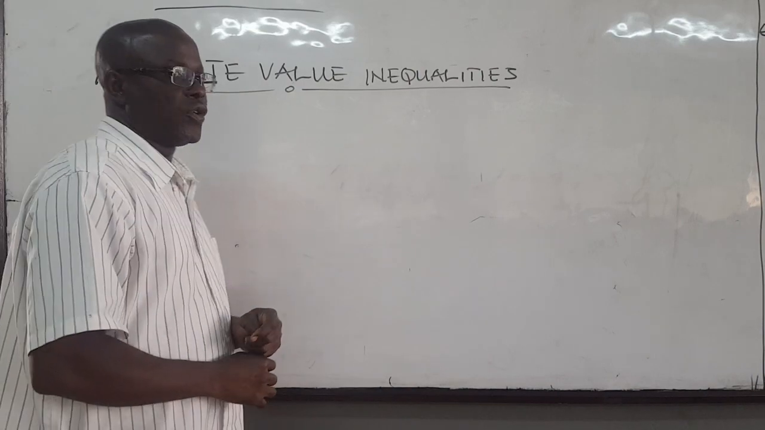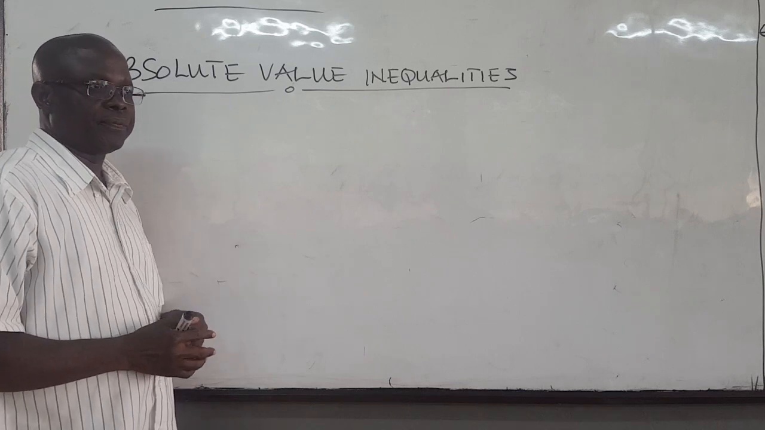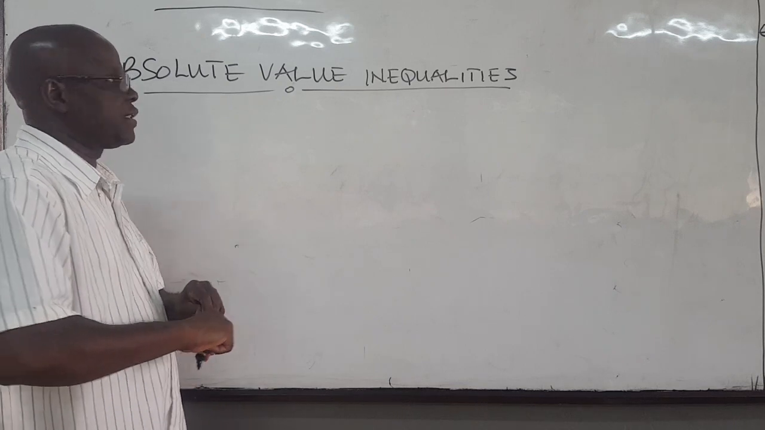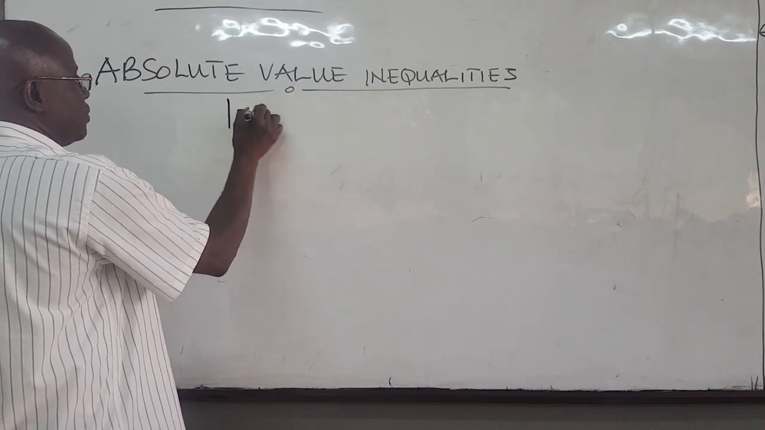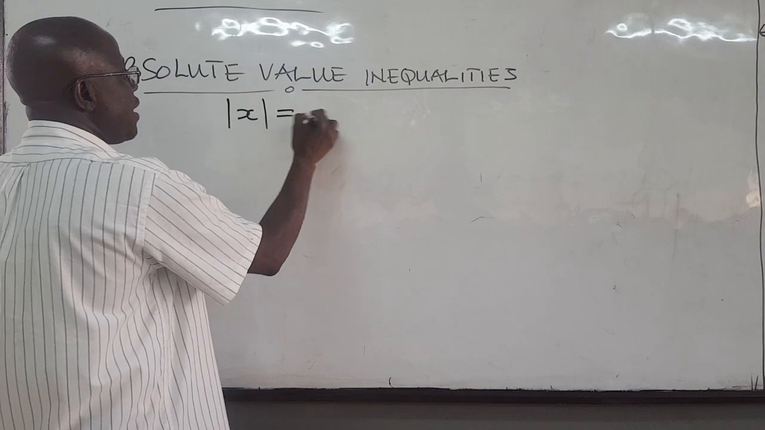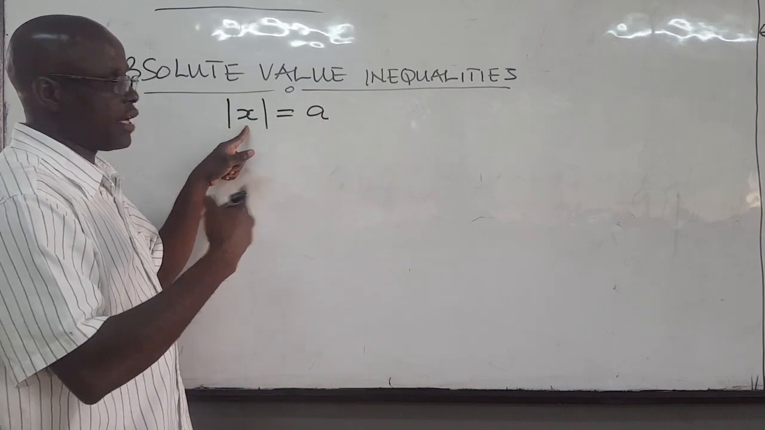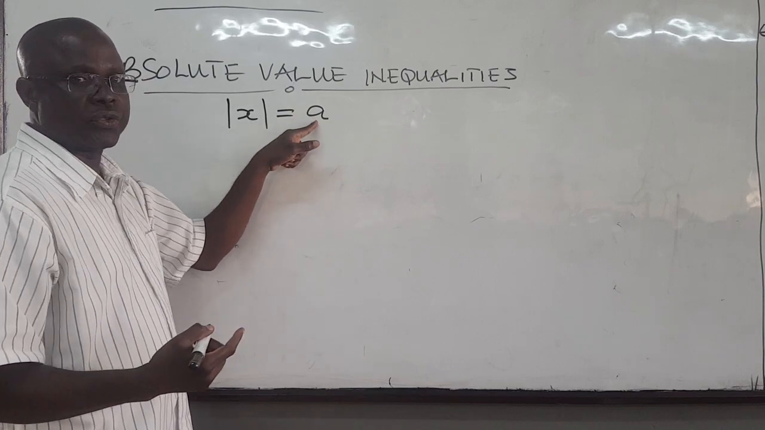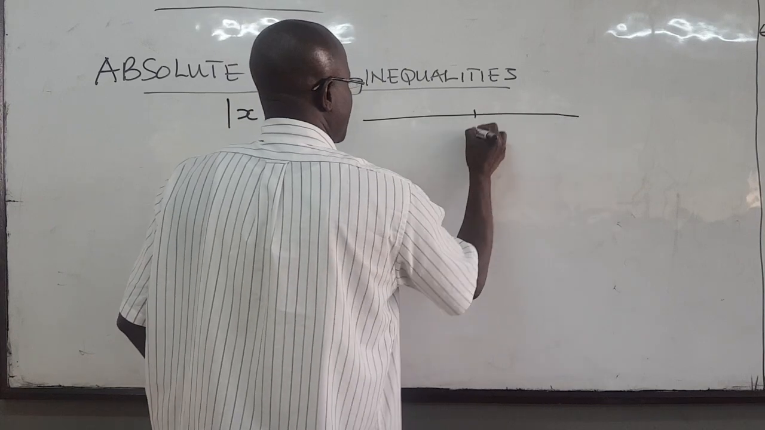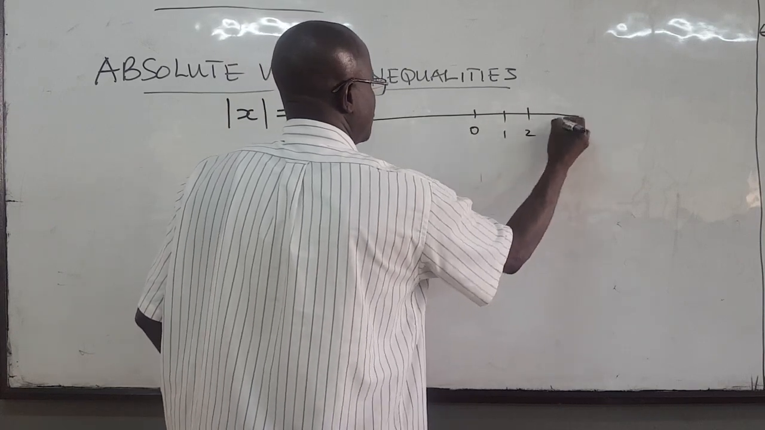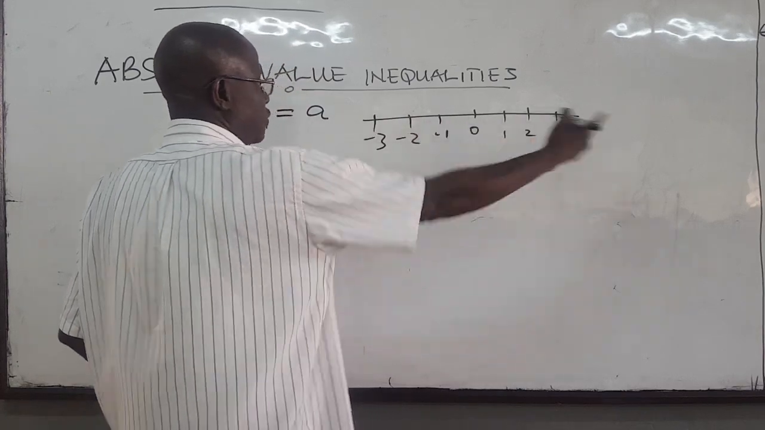Hello guys, in this video we want to start looking at absolute value inequalities. We've already looked at absolute value equations, where we said that the absolute value of x is equal to a means that the distance from x to 0 on the number line is equal to a. Okay, so if I have the number line 0, 1, 2, 3, -1, -2, and so on.